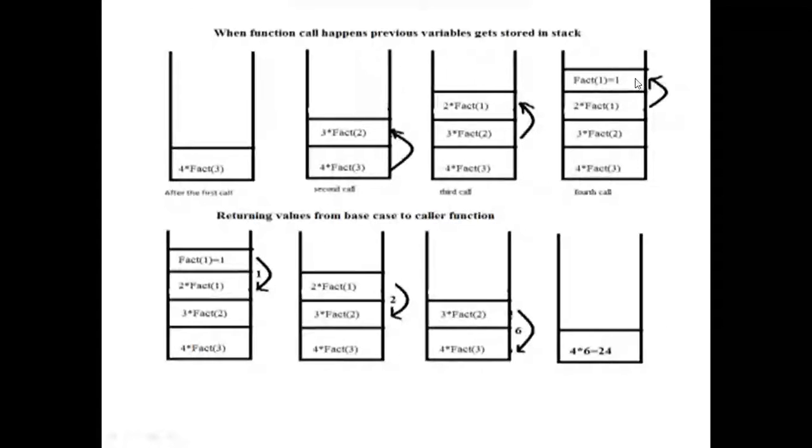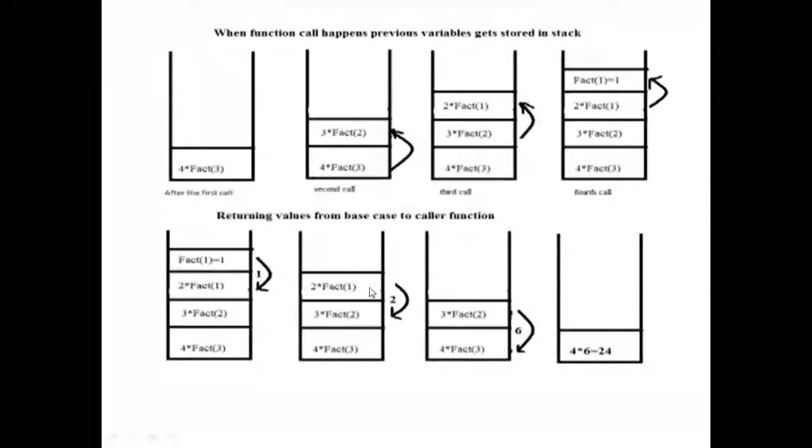Where it will return is, it will return to this particular place. 1 is returned to this particular place, right? Now fact of 1 is replaced by 1. Okay, so 2 is returned to this place, right? So this fact of 2 is replaced by 2. So 3 into 2, 6. Now 6 is returned to this place, that is 4 into fact of 3. So 4 into 6, that is 24. This value will go to the main.